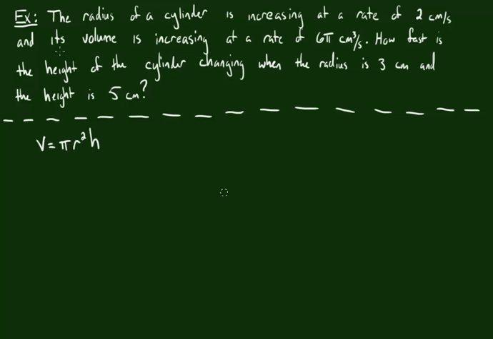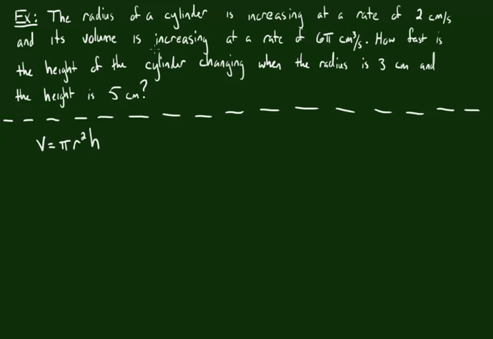Hello everybody, we're going to try a related rates problem today. This one has to do with a cylinder. The radius of a cylinder is increasing at a rate of 2 centimeters per second. We're claiming the volume is increasing at a rate of 6 pi centimeters cubed per second. And we want to know how fast the height of the cylinder is changing when the radius is 3 centimeters and the height is 5 centimeters.